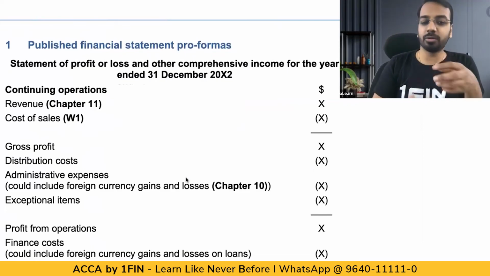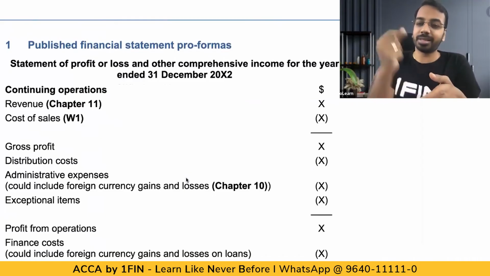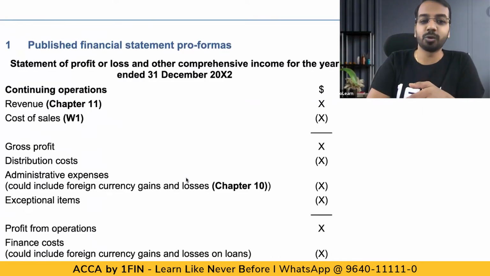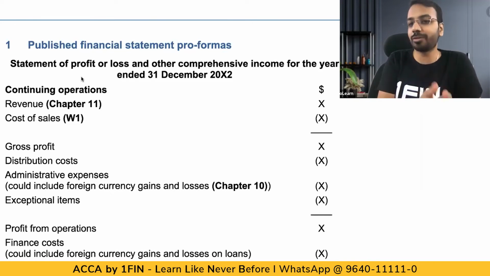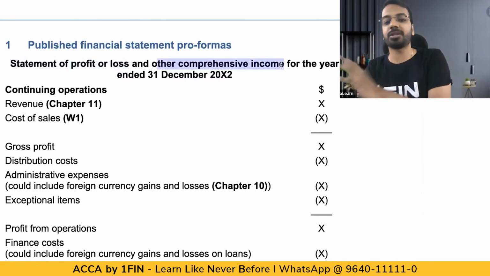Try to read them so that once you read them, you get a habit of saying, okay, this item I have learned here, this item is there in this chapter. So we'll first have a look at what is the pro forma, or the format, of a published financial statement. The first one we have is the statement of profit or loss and other comprehensive income for the year ended 31st December of year 2.